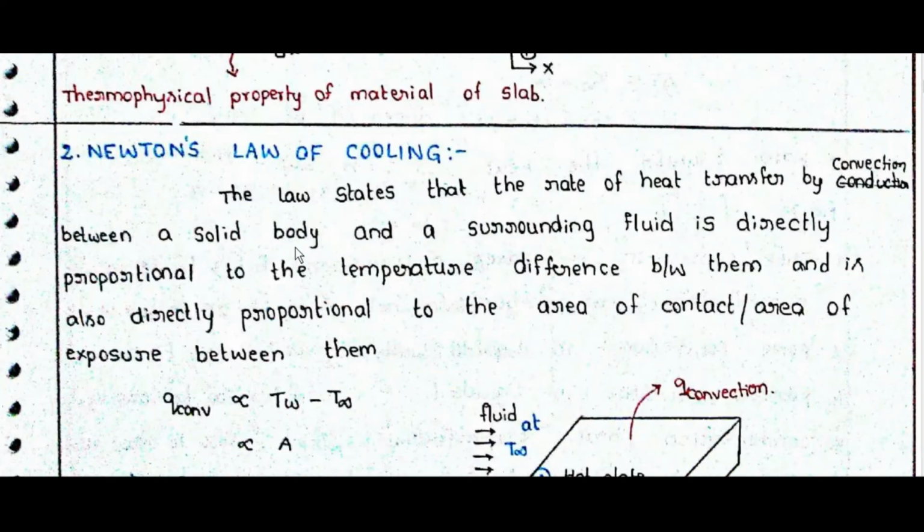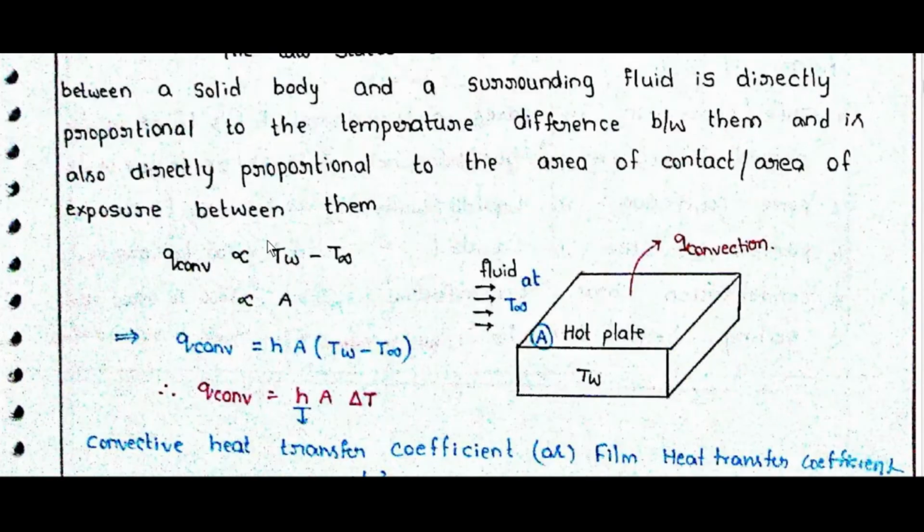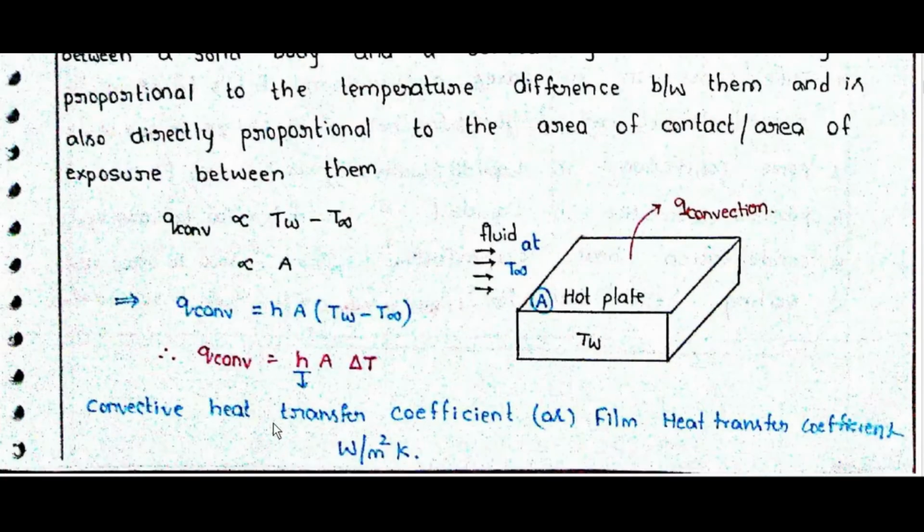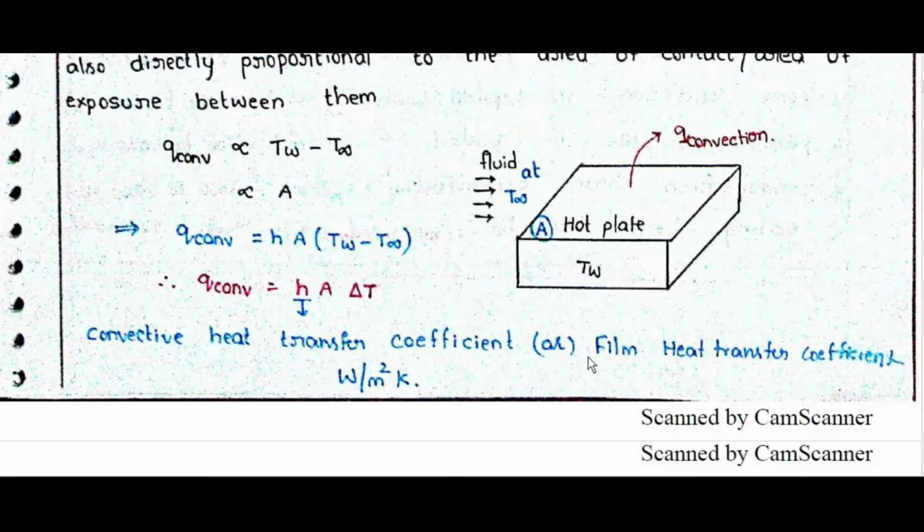Newton's law of cooling. The law states that the rate of heat transfer by convection between a solid body and the surrounding fluid is directly proportional to the temperature difference between them, and is directly proportional to the area of contact or area of exposure between them. Q convection is directly proportional to Tw minus T infinity and to A. Q convection is equal to h A delta T. h is the convective heat transfer coefficient or film heat transfer coefficient, in watt per meter square Kelvin. Fluid at T infinity, convection, hot plate at Tw.